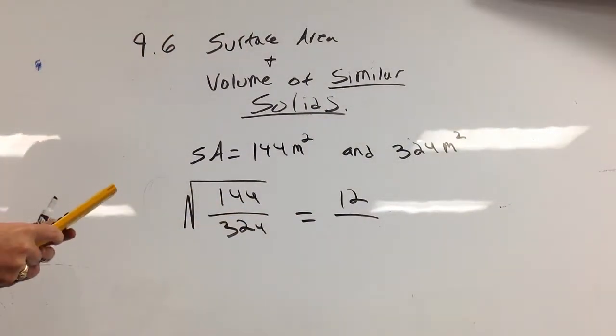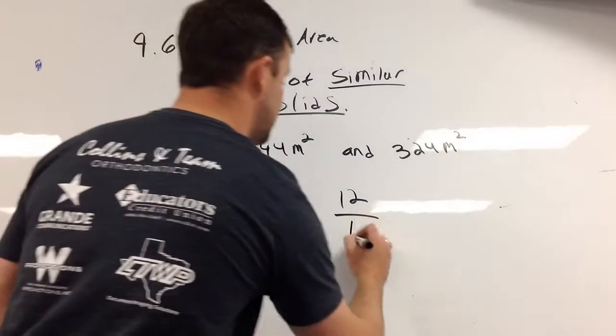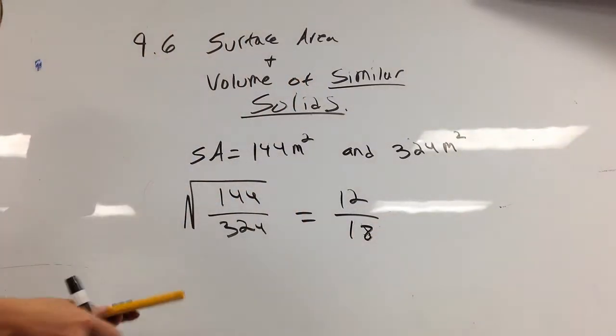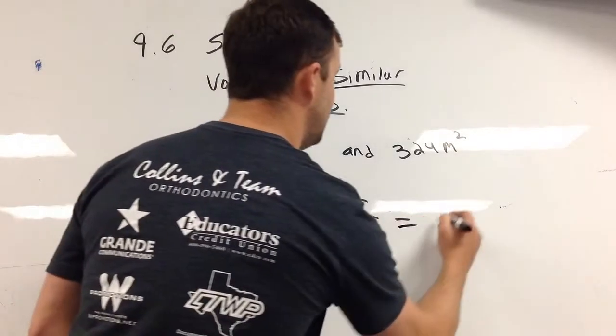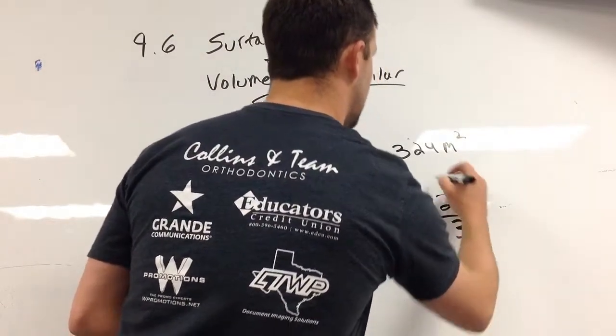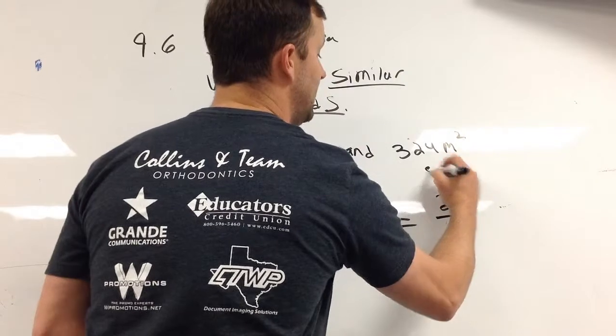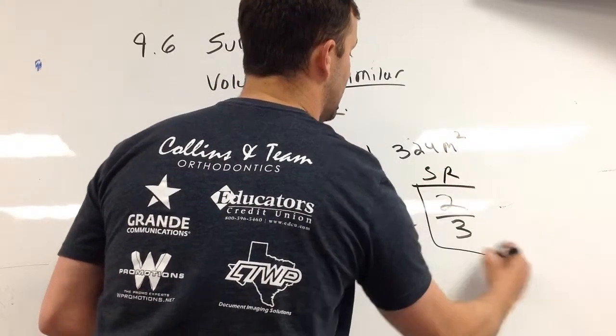The square root of 324 is going to be 18. So now I have to reduce the ratio. If I did 12 over 18, that's going to end up giving me 2 over 3. So ladies and gentlemen, this would end up being your similarity ratio right here.